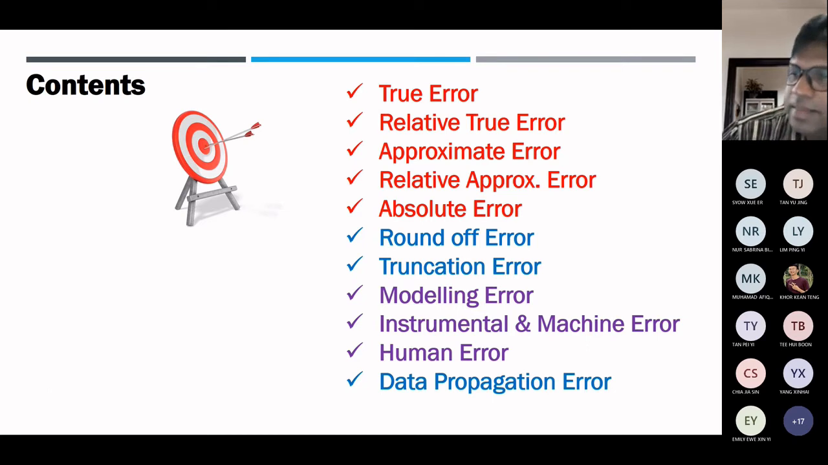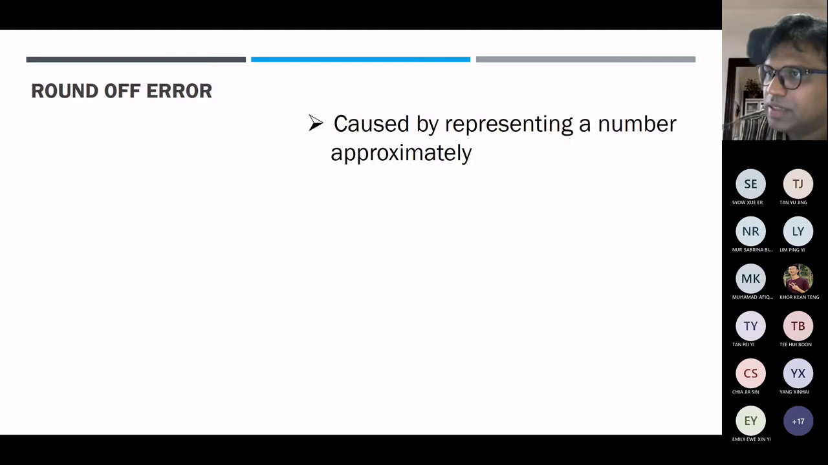The data propagation error we call a secondary error, because it is caused by the primary error. So we call it a propagation error. That is what we are going to discuss today, the three errors. First we start with the round off error.